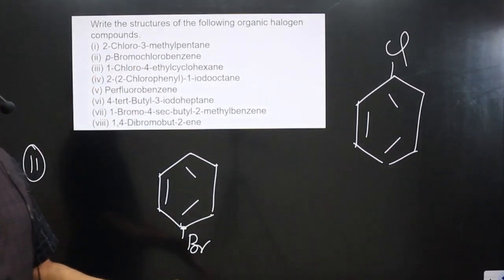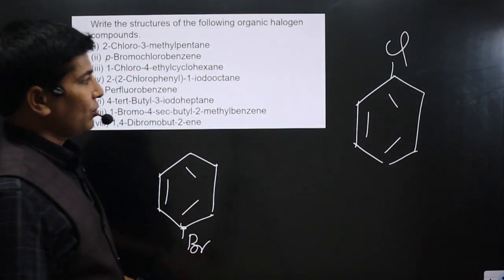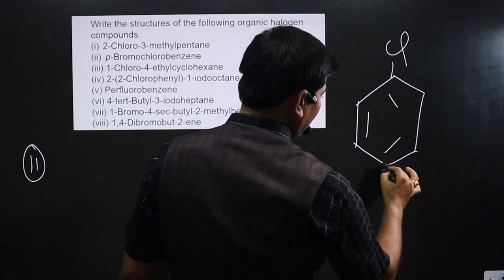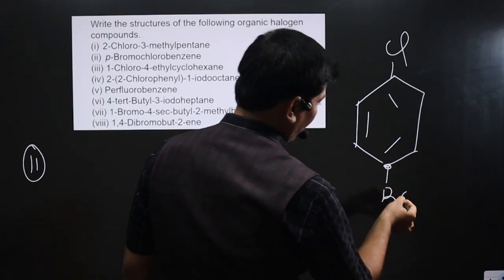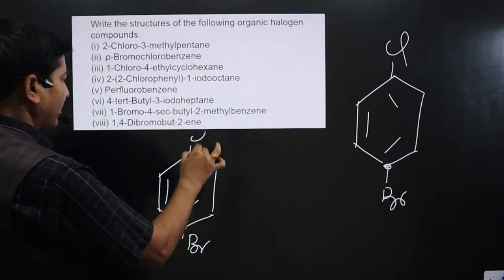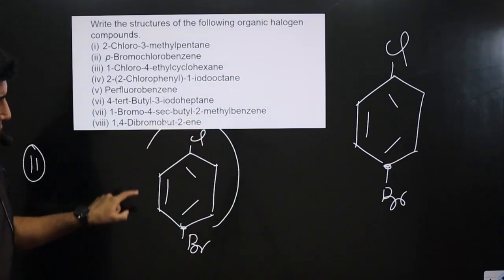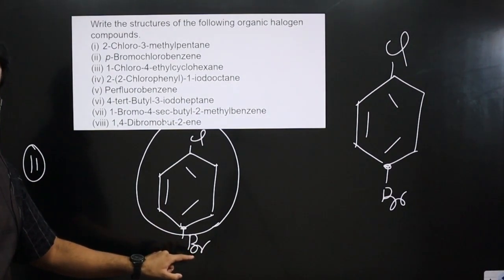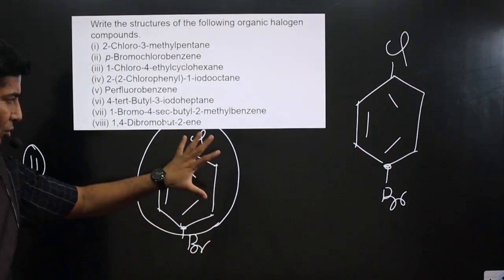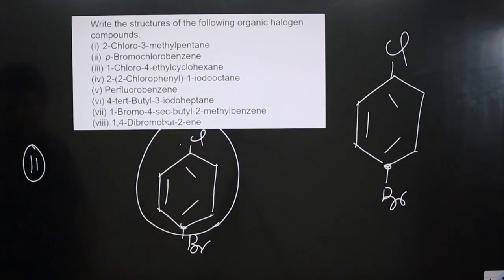Then it says para bromo. So in this chlorobenzene, this is the para position, we attach Br. So para bromochlorobenzene. Cl is attached here, this portion is chlorobenzene, and in the para position Br is there. So this is para bromochlorobenzene.